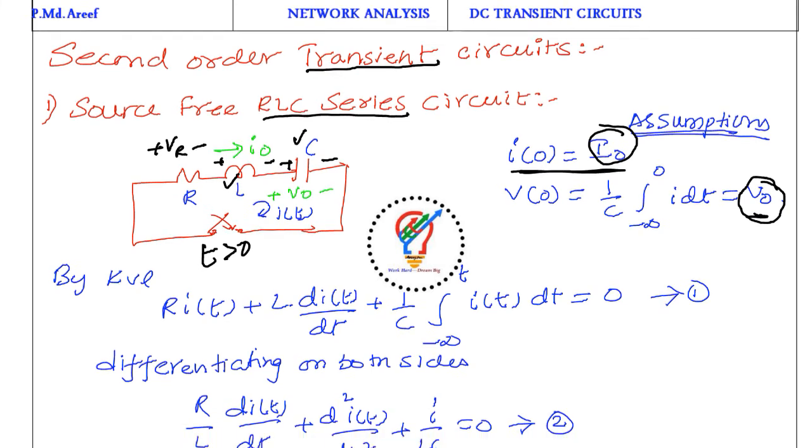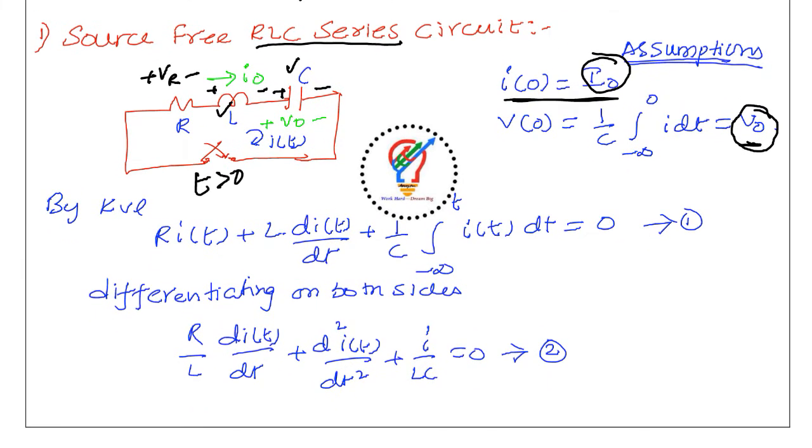By applying KVL in this loop, we can write R into I of t plus L into di of t by dt plus 1 by C integration from minus infinity to t of I of t into dt. This is nothing but the initial voltage across the capacitor, that is V naught.